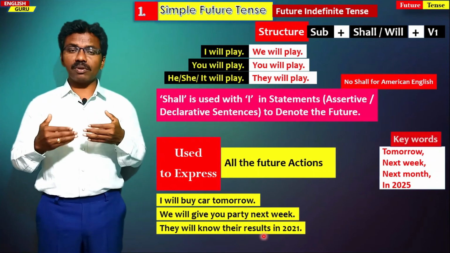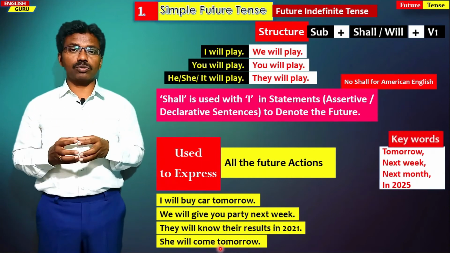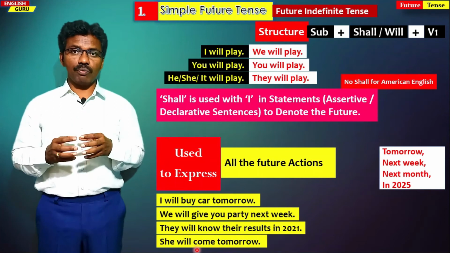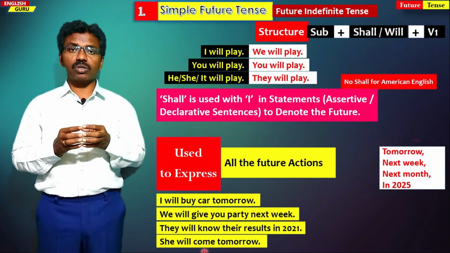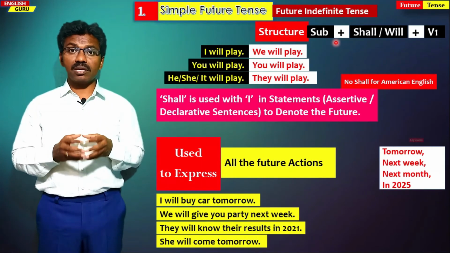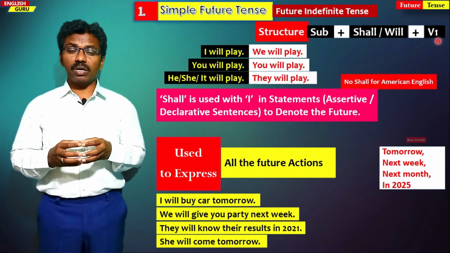will know. It's a simple future tense. In a similar manner, she will come tomorrow, not today, will come tomorrow. So this is how we use simple future tense to talk about future actions in a simple manner, and the structure is subject plus will or shall plus verb 1.